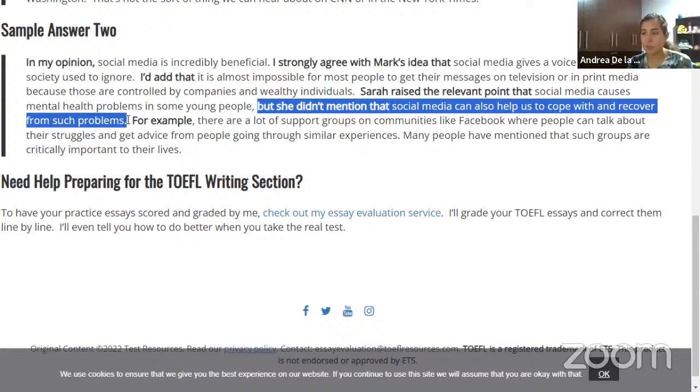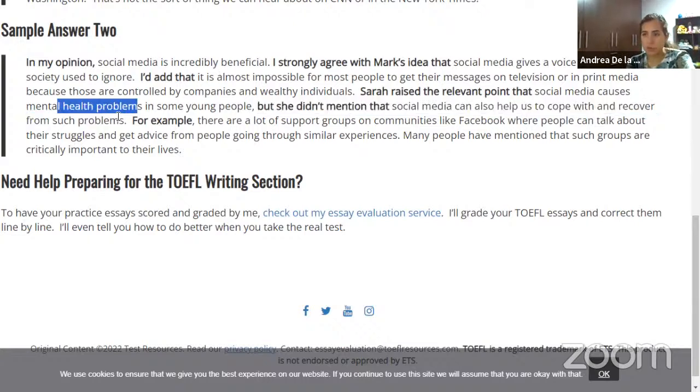And I think what I was mentioning, it's important that when you challenge the other student's point, what you're saying is related, right? It has to be directly objecting to what the other student said. So if Sarah said something about health problems, then you have to continue talking about health problems, challenging that point, right? That's what he's doing here. Social media can help us cope and recover from these problems.